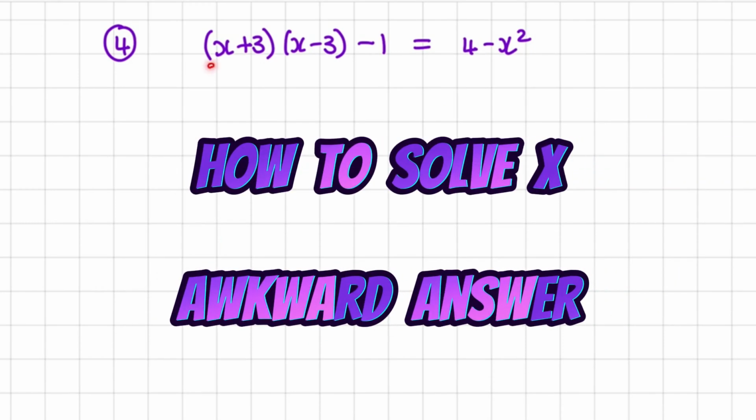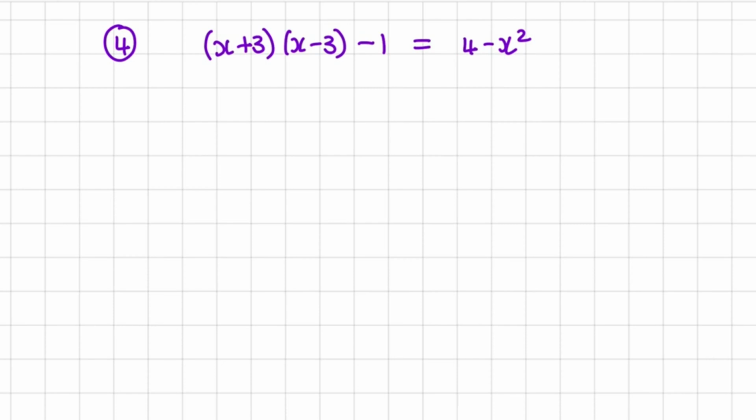What we can see is we have brackets on the left and a difference of 2 squares on the right. We are not going to do anything on the right-hand side. Our aim is to write it in standard form, so have all the terms on the left equal to 0 on the right. So first, let us multiply out.